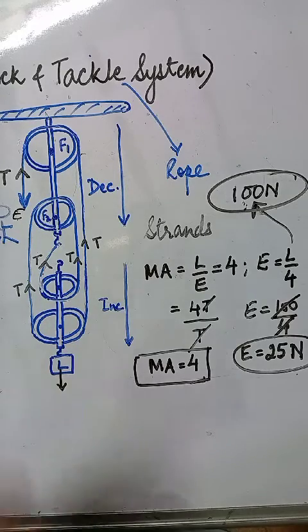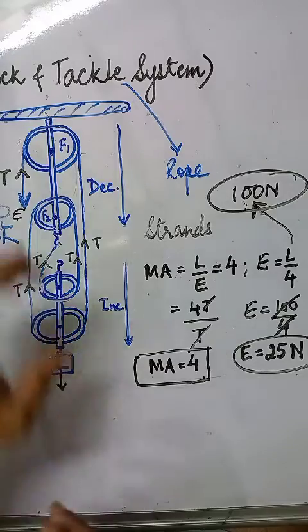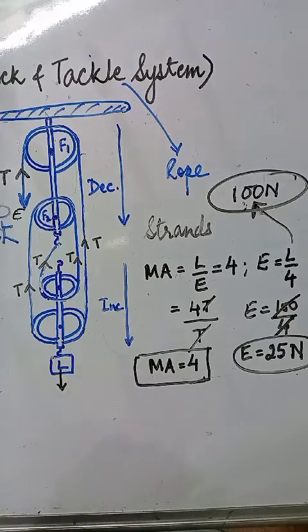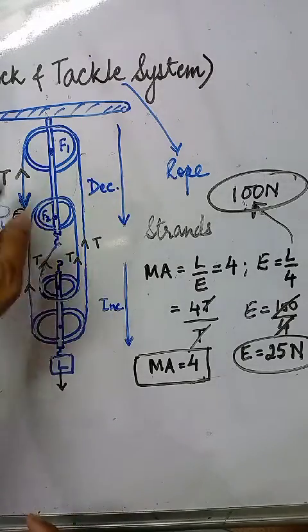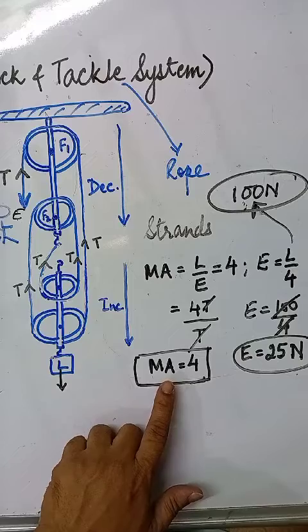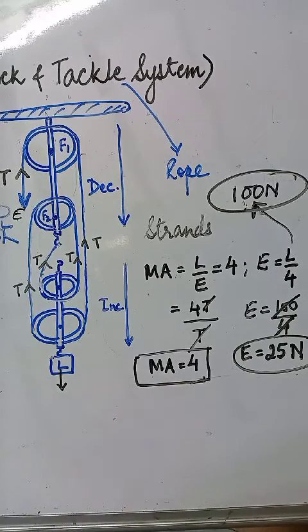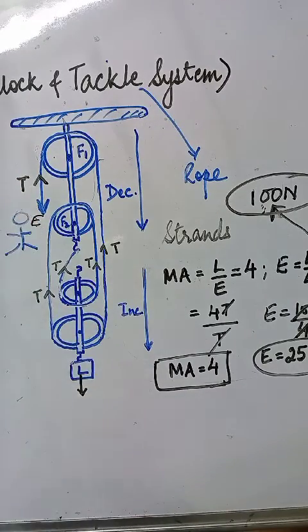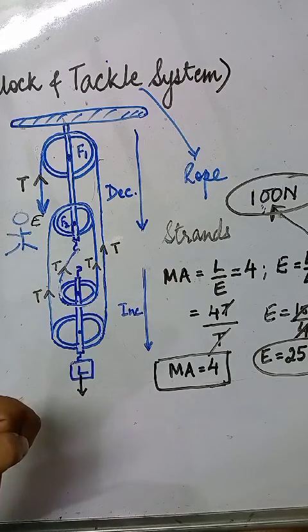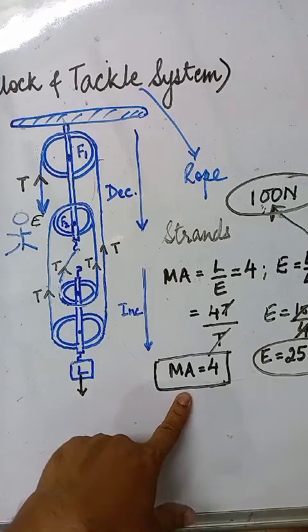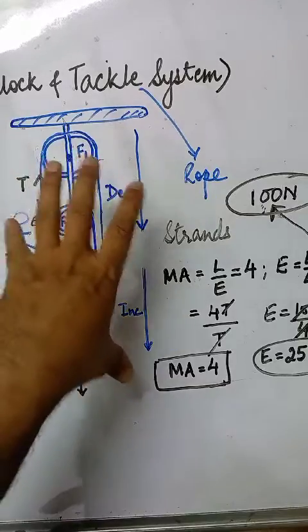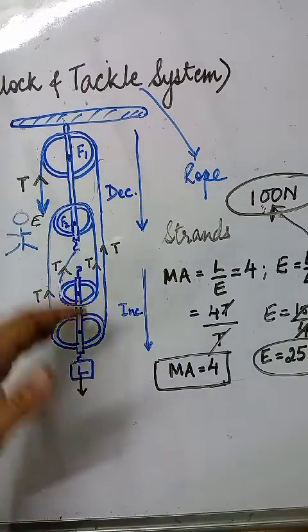The main point that I want to explain over here is that in this block and tackle system, you have two blocks having two pulleys each. So there is a total of 4 pulleys, and your mechanical advantage also has come out to be 4. Now look at the direction in which the effort is being applied. Effort is being applied in the downward direction. So when you have the effort in the downward direction, your mechanical advantage value becomes 4. And that is the maximum possible mechanical advantage using this particular block and tackle system of 4 pulleys.